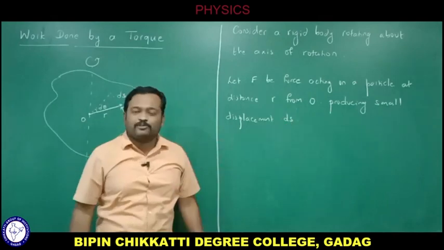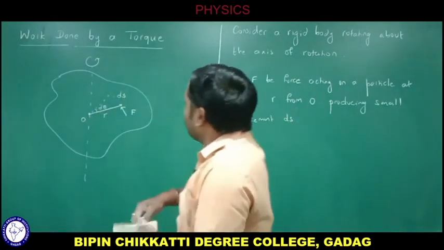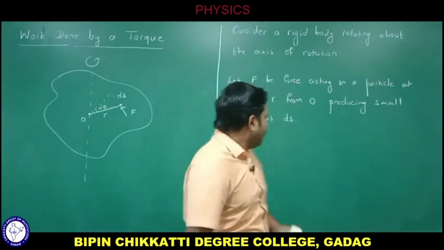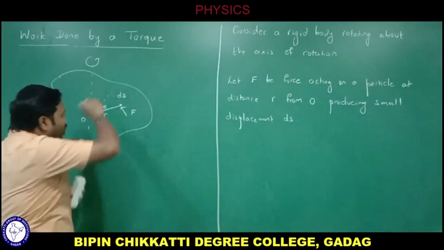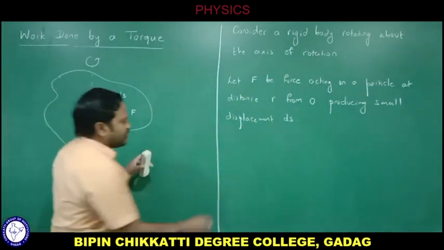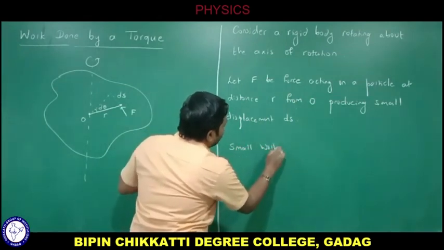What is the small displacement produced now here? ds, right? The question here is, what is the work done by the torque? To produce this small displacement, let us calculate how much is the work done. Afterwards, let me go with the torque.